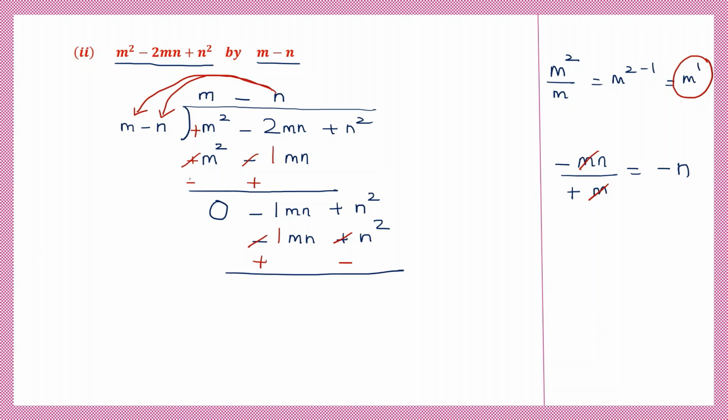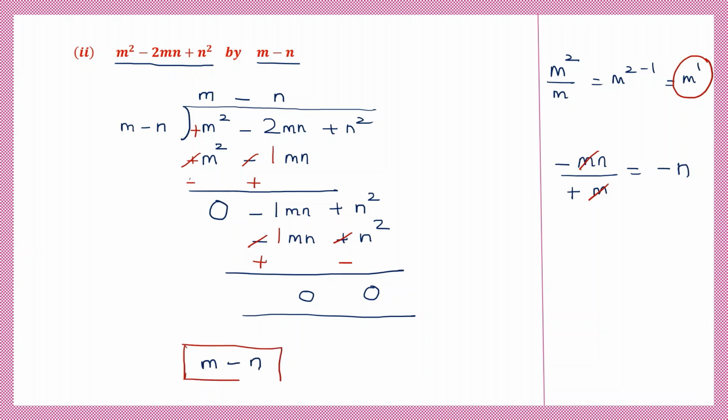Now let's work out. So here plus n square minus n square will now become 0. And if I look at mn, I have minus 1mn plus 1mn. That will also become 0. So I've finished my division. So what is my answer? Go back to the quotient. And you can see m minus n. So that is my answer, m minus n. So our final answer is m minus n.